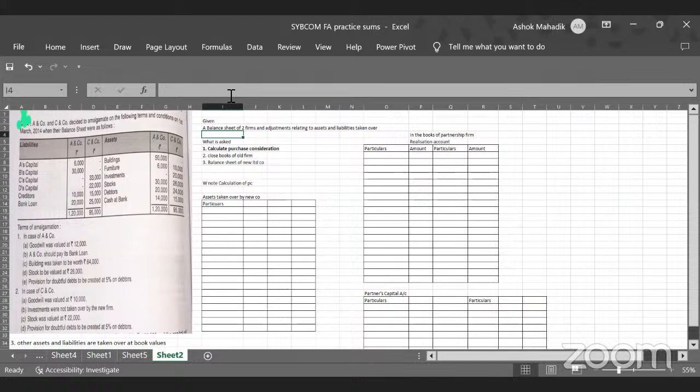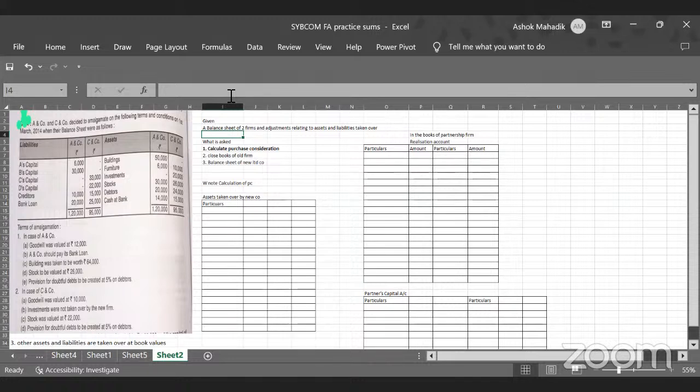So in this one, what is required from your side? What will be asked? First, you have to calculate purchase consideration. Now, what is purchase consideration? The amount which will be paid by the new company to the owners of the old company is called purchase consideration. That is the deciding price. Then the second step is to close the books of the old firm. Now we have to close the books of both the firms.